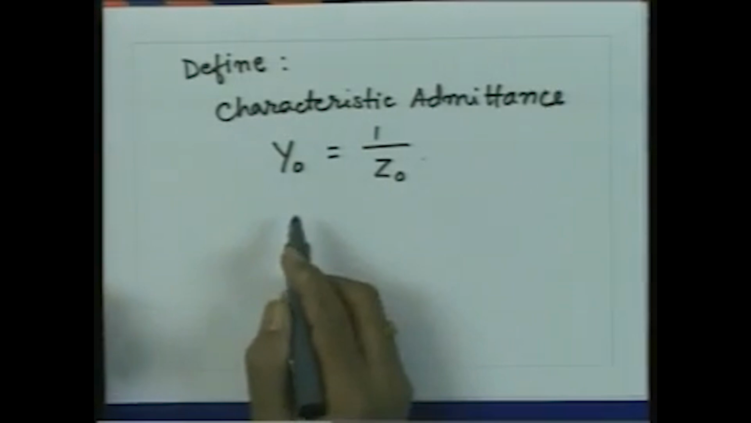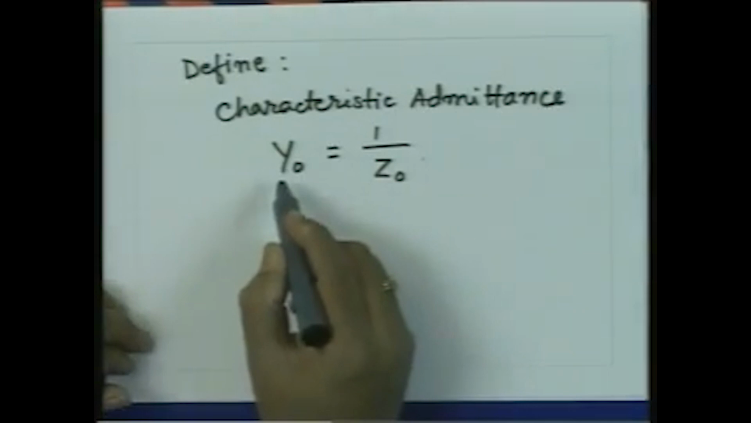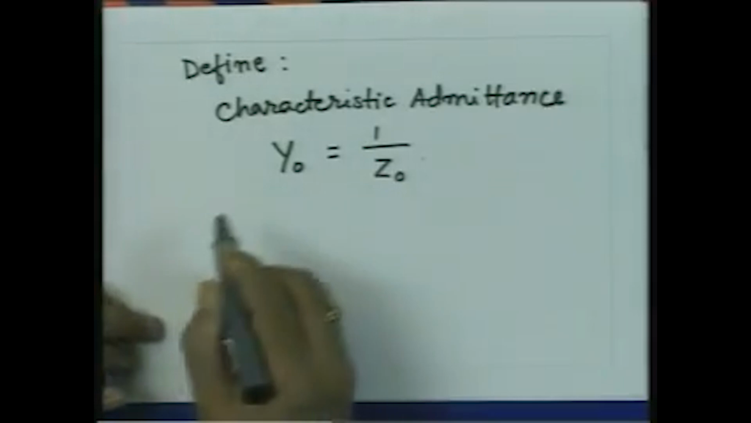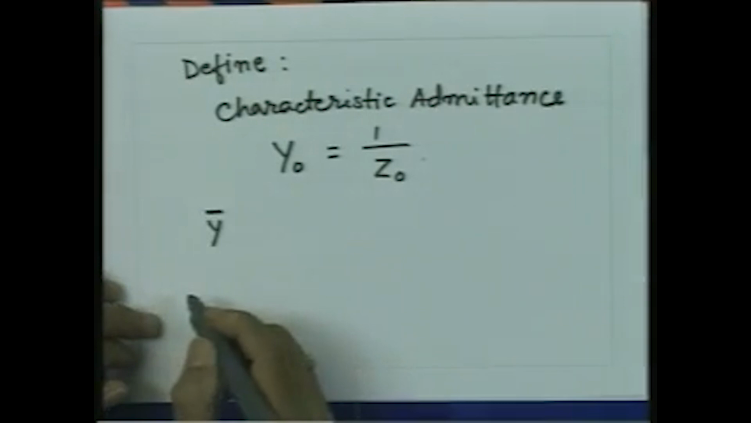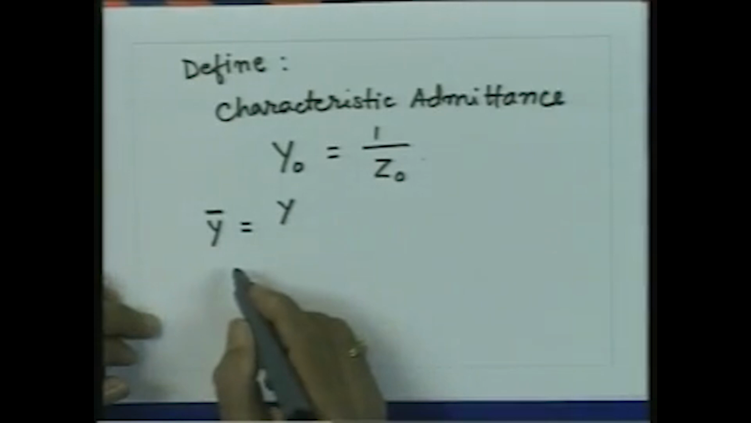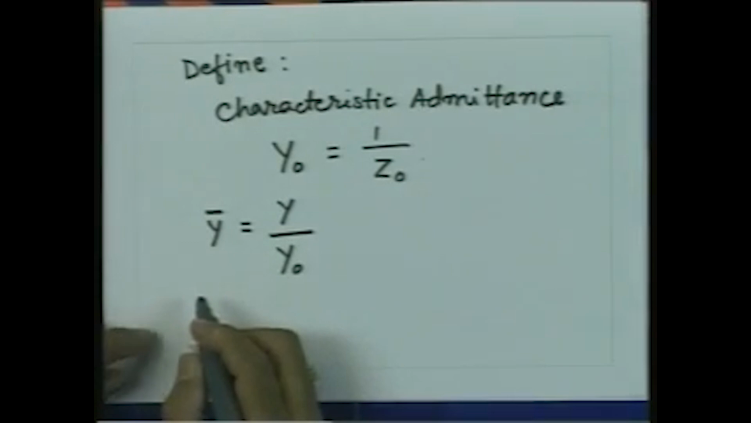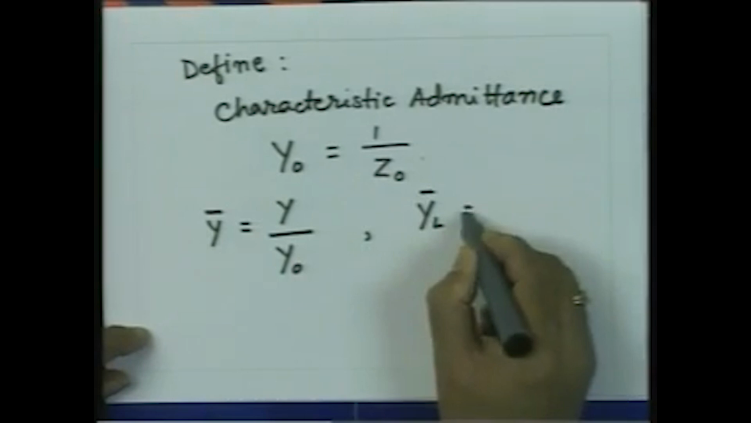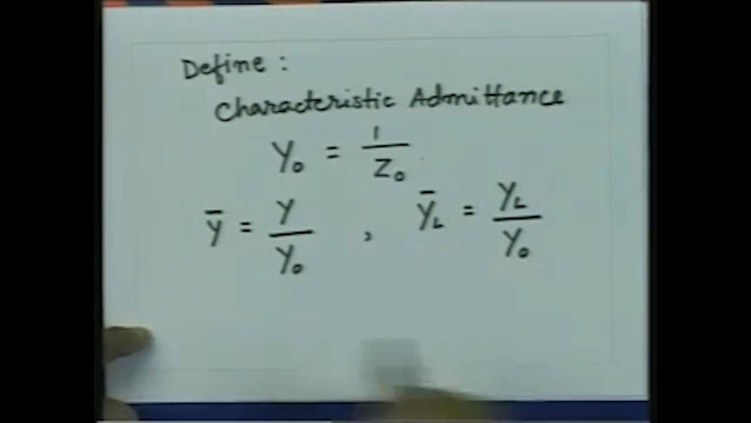Then every admittance which we see on transmission line is normalized with respect to the characteristic admittance of the transmission line. So, following the same notation as we did for the impedances, the normalized admittance which is denoted by y bar will be equal to the actual admittance divided by characteristic admittance on the transmission line. Similarly, the load admittance normalized will be equal to the actual load admittance divided by the characteristic admittance of the transmission line.